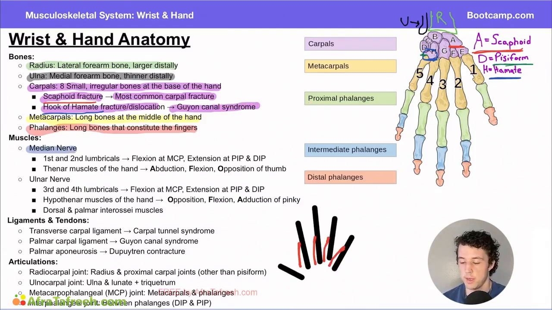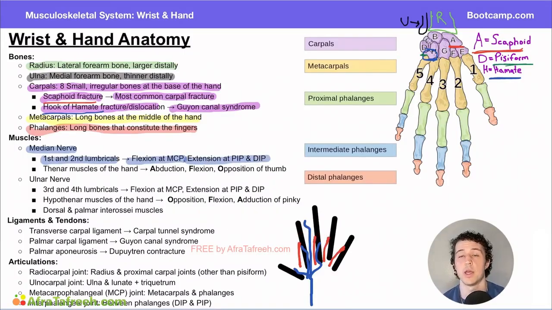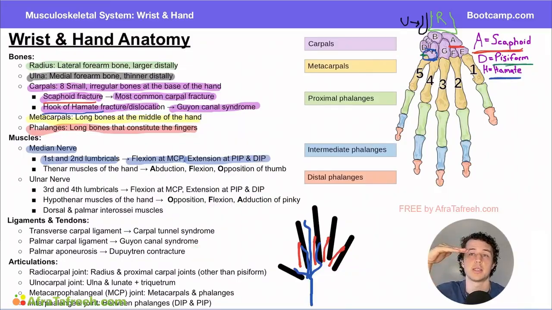And remember that that median nerve is going to come up on the lateral side, the side with the thumb, and is going to innervate the muscles and skin in that area. And so that will include our first and second lumbricals, which will be responsible for flexion at the metacarpophalangeal joint and extension at the proximal and distal interphalangeal joints. And so that's this motion here. Remember, we're going to be flexing at the MCP, extending at the DIP and PIP. Lumbrical day, people, don't skip it at the gym.